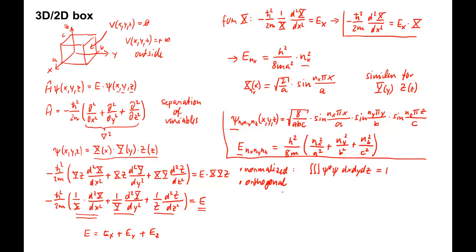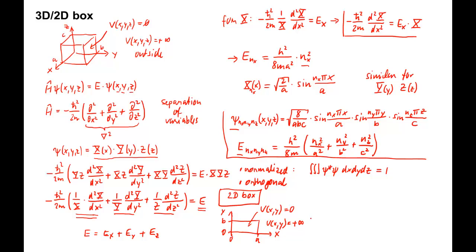We can apply all of the above to a two-dimensional box. Let's define the two-dimensional box to extend from 0 to a along x and from 0 to b along y. Again, the potential inside, V of x comma y, equals 0, and on the outside the potential V of x and y equals plus infinity.